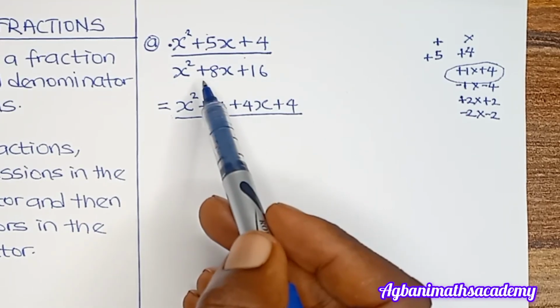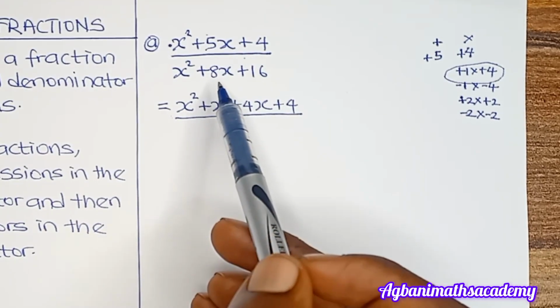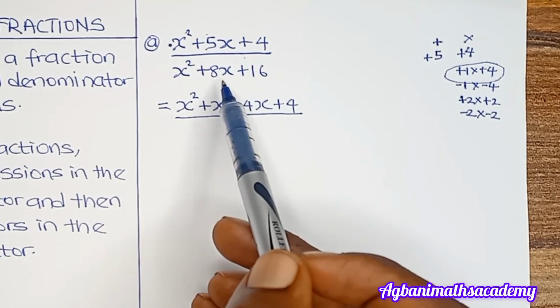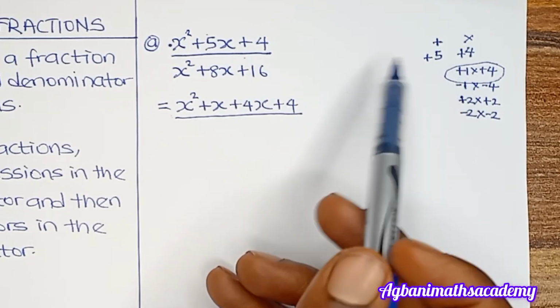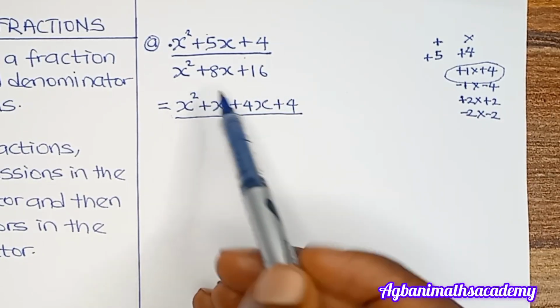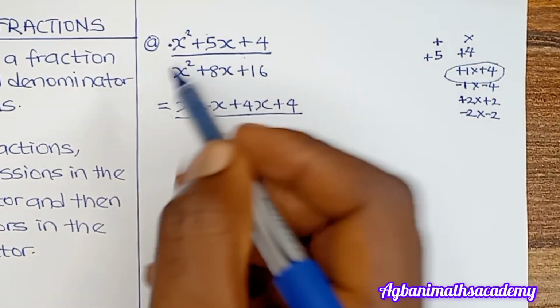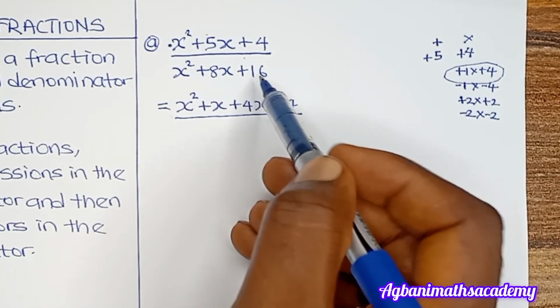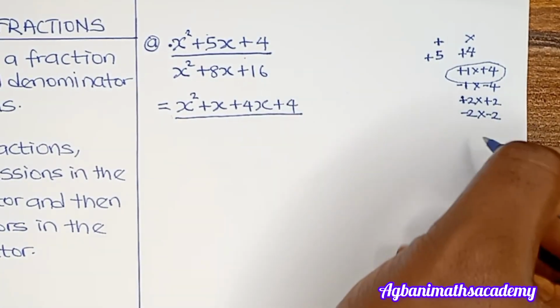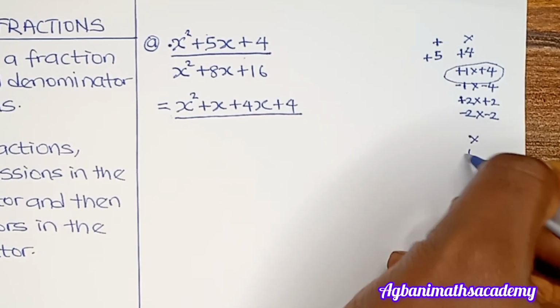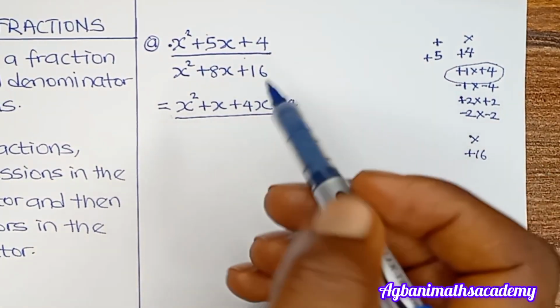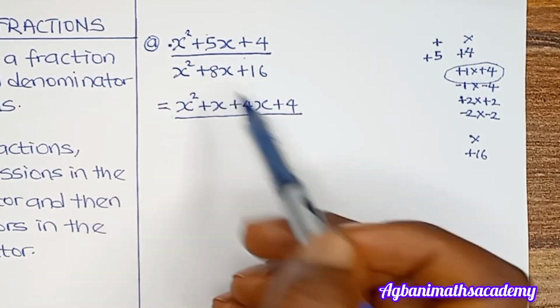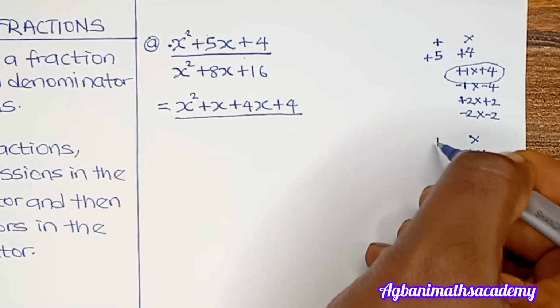So let's work on the denominator. The denominator is also a quadratic expression. So doing the same thing that we did for the first one, here our a is 1 and our constant c is 16. So 1 multiplied by 16 is going to give us plus 16. And we look for two numbers that will add to give us plus 8.